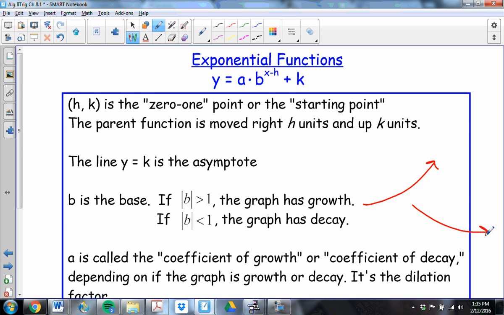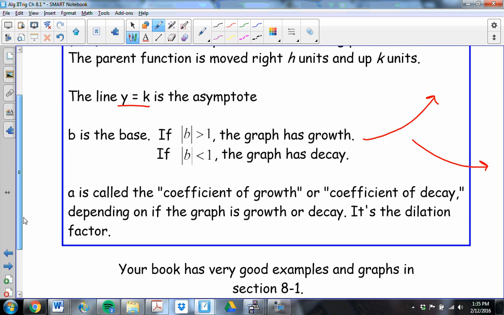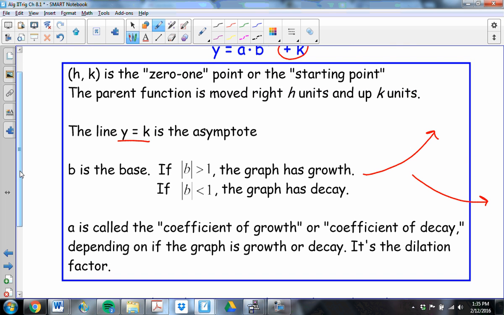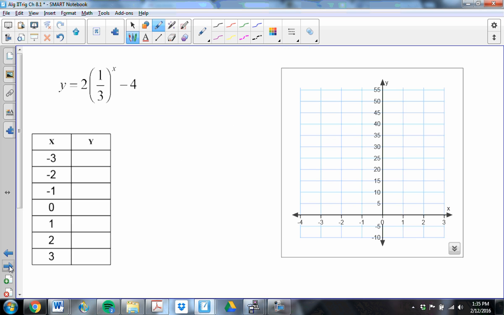The asymptote is always at the line y equals k, so the k value moves the graph up or down, and that's what changes the asymptote. And then a is called the coefficient of growth or coefficient of decay, depending on if you have a growth or decay function. It's really your dilation factor. If a is negative, the graph goes down. If a is positive, the graph goes up. So we'll do some examples.